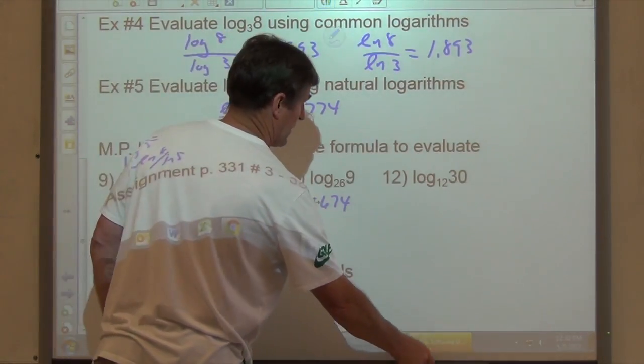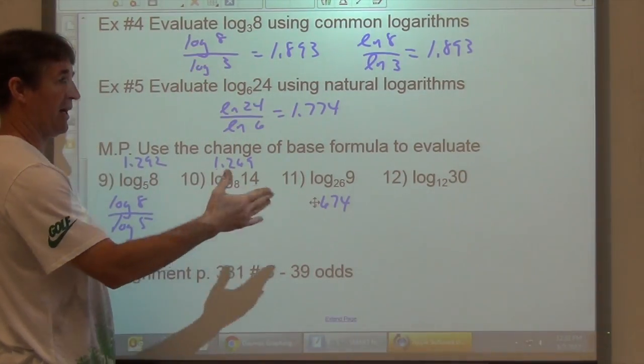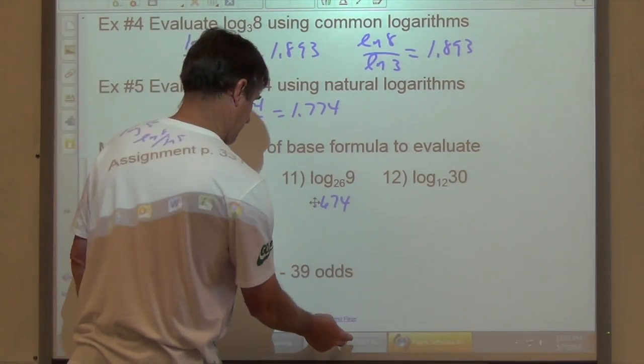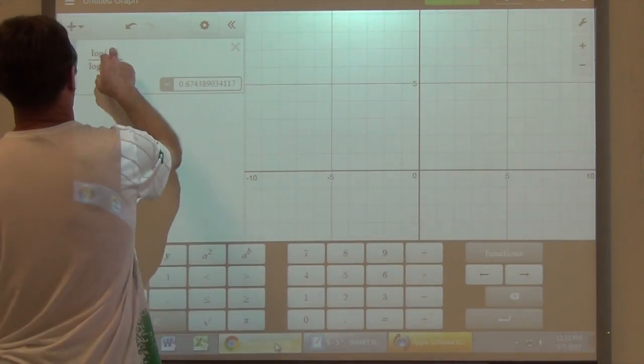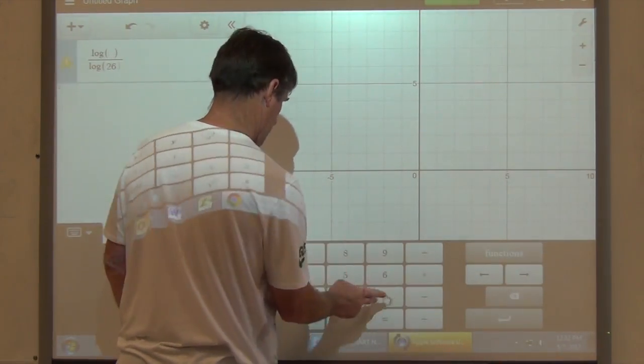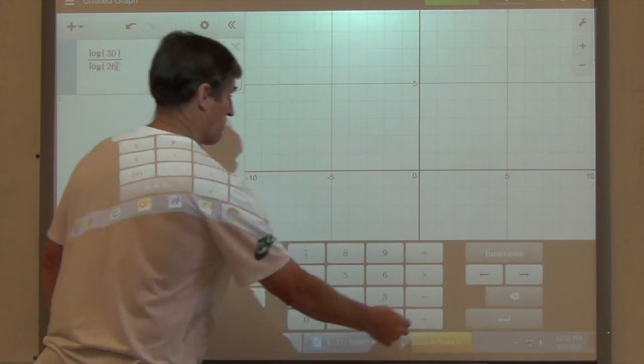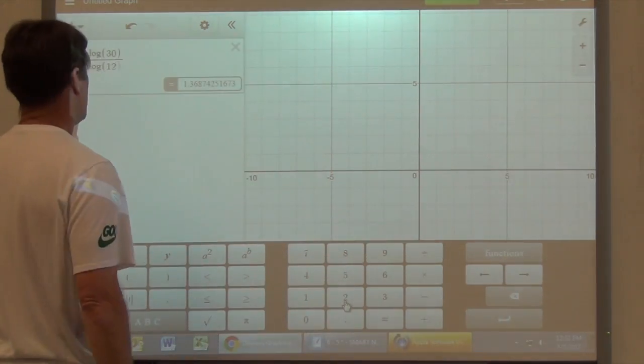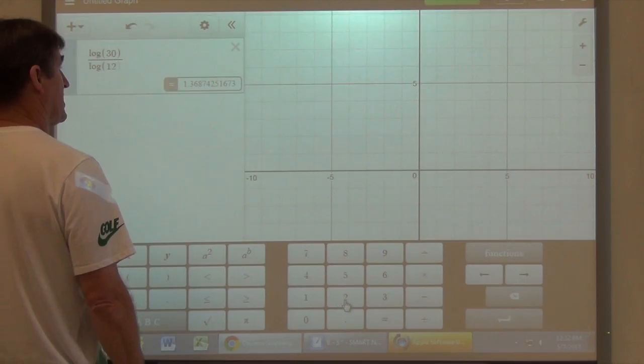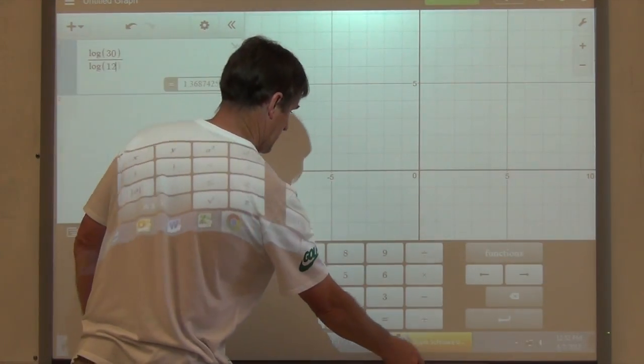And the last one would be log 30 divided by log 12, or ln 30 divided by ln 12. So 30 and 12. And we get 1.3687, so 1.369.